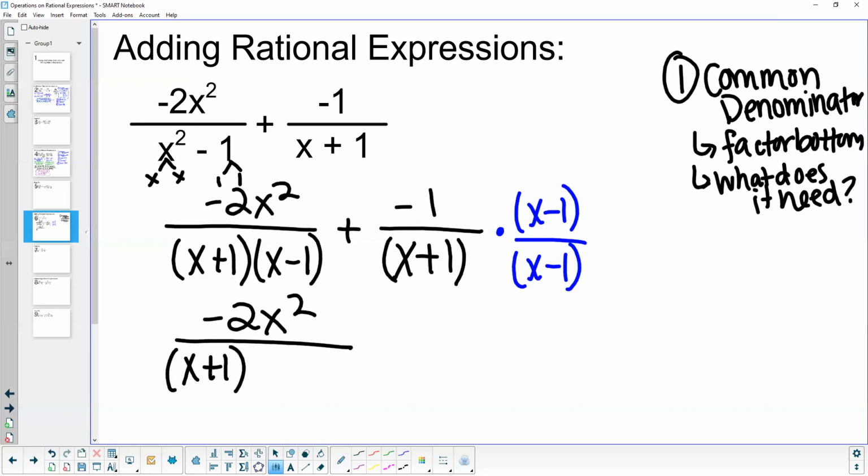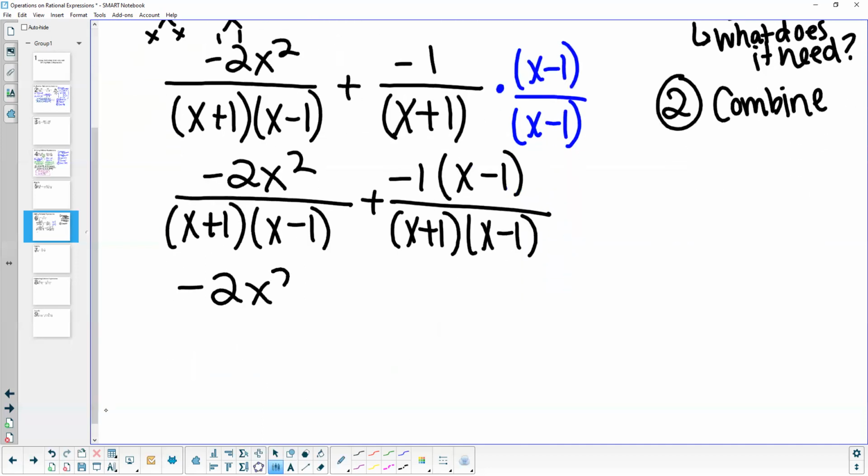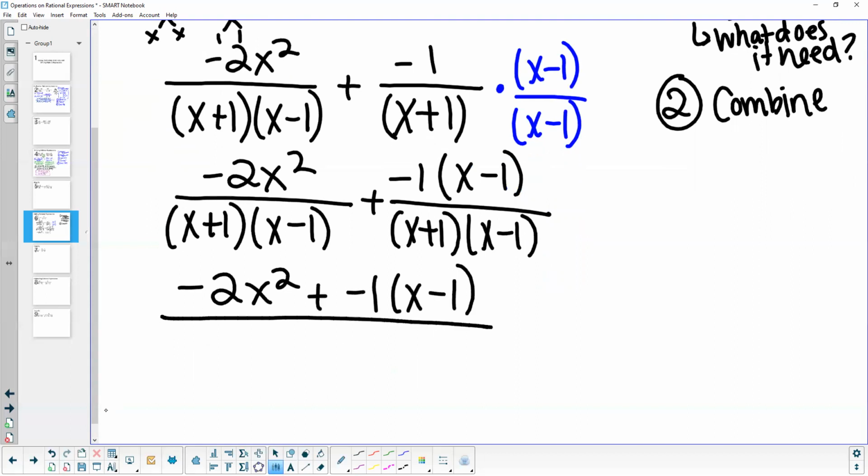And we get x plus 1 times x minus 1 plus -1 times x minus 1 over x plus 1 times x minus 1. So after we get that common denominator, here we are, common denominators. Our second step is to combine the fractions. So as we combine these, we want to just rewrite the top exactly as it's written with that plus sign in there. So we've got -2x squared plus -1 times x minus 1 all over x plus 1, x minus 1.